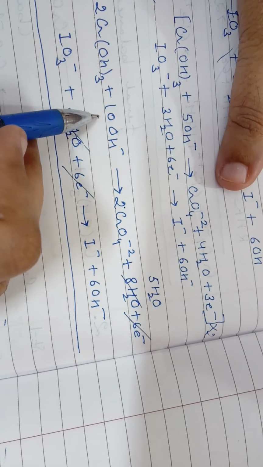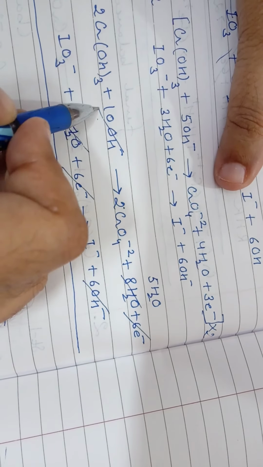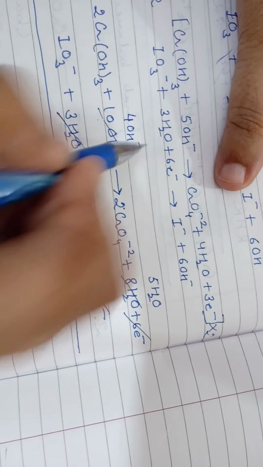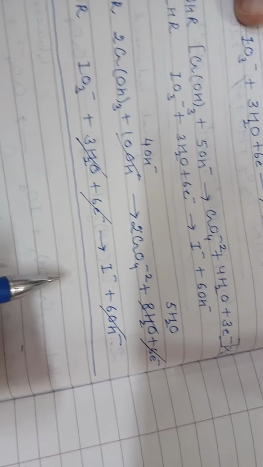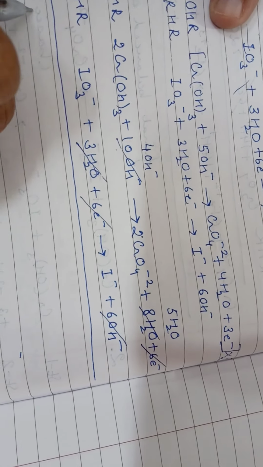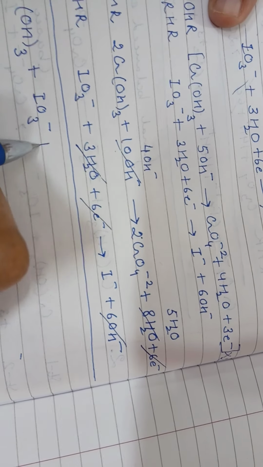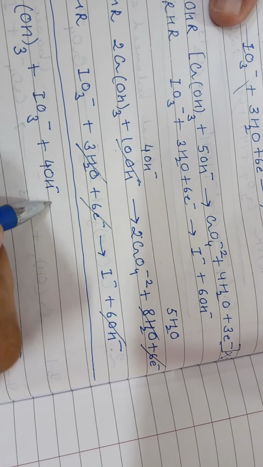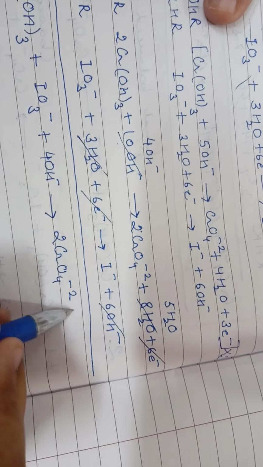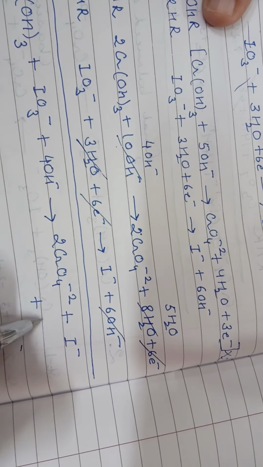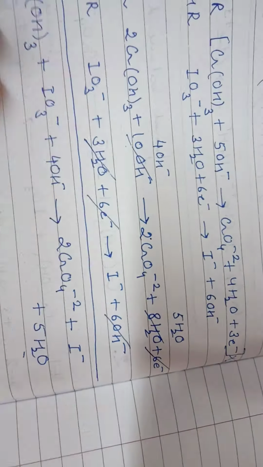Here we have 10 hydroxyl on the left hand side, here we have 6 hydroxyl. So we will cancel 6 hydroxyl and 4 hydroxyl will be left. So you will write here 4 hydroxyl. And now you will add up the equations. Your equation will now be 2 Cr(OH)3 plus IO3⁻ plus 4 OH⁻ left, and on the right hand side, 2 CrO4⁻² plus I⁻ plus 5 water. It is your final balanced equation.